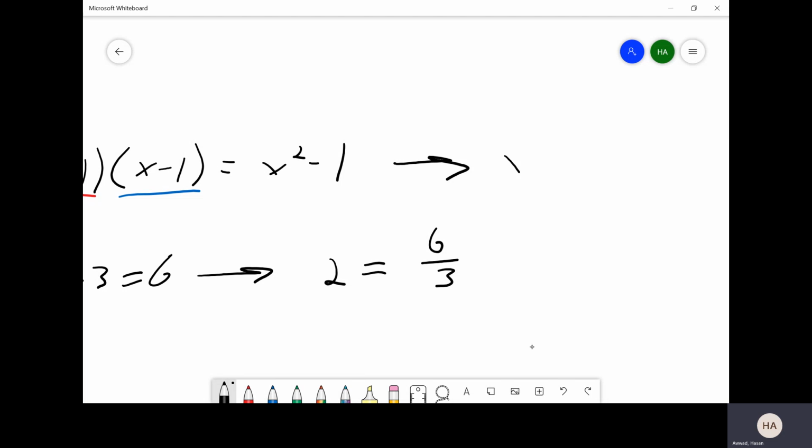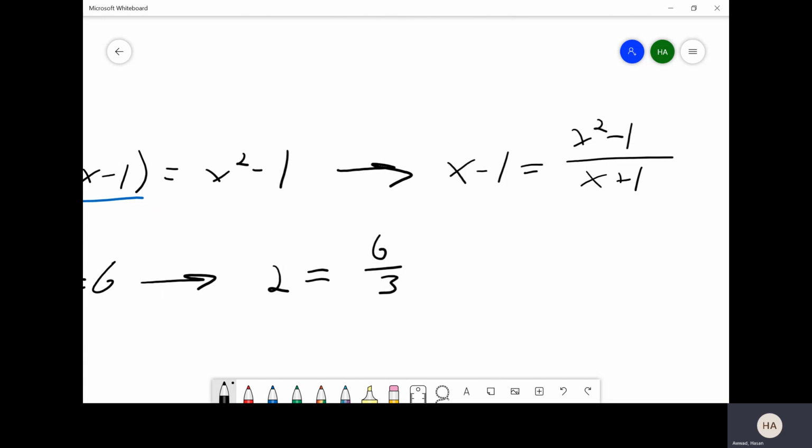So we can say this is the same thing as x minus 1 is equal to x squared minus 1 over x plus 1. And once again, what does this tell you? This tells you that if you're starting with some larger polynomial and you divide it by a polynomial of a lesser degree and you get a polynomial back with no remainder, and we'll talk about what a remainder means in terms of polynomials in a little bit, definitely in this lecture.